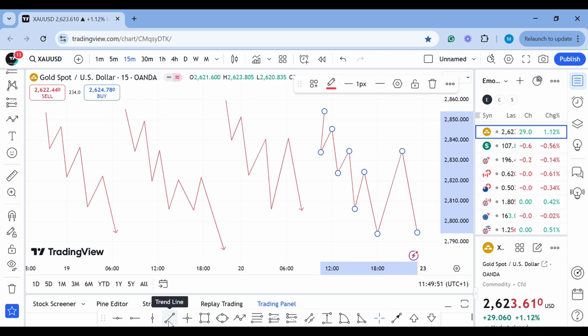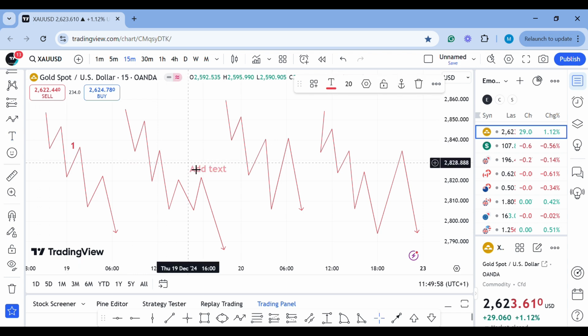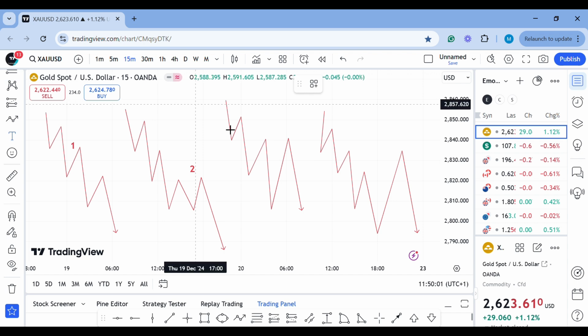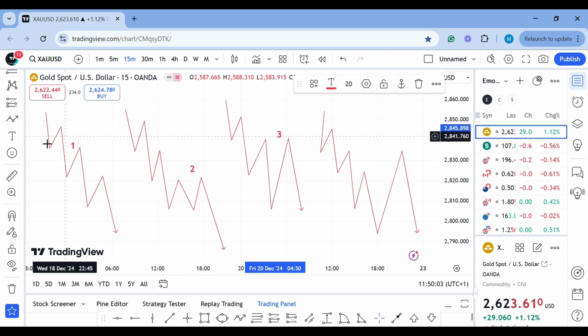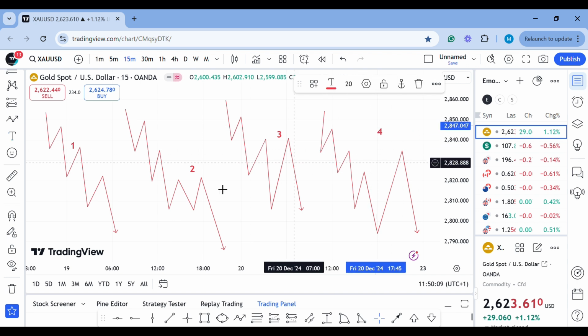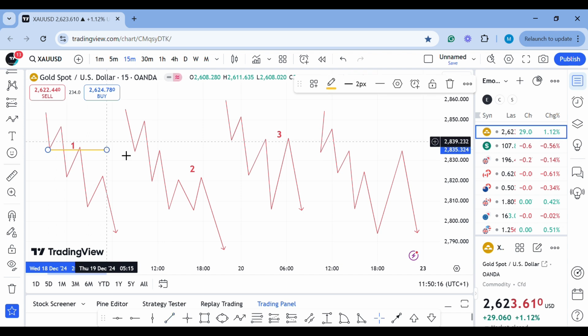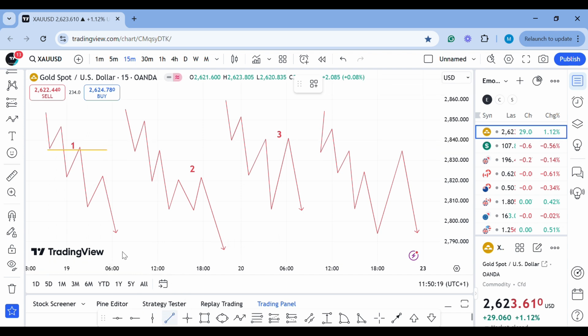You see. Let me label them. One, first wave pattern, then second wave pattern, third wave pattern, then fourth wave pattern. So let me mark out the zones. These are the zones. You see our market keep respecting the zone. These are the zones. So these are the zones.